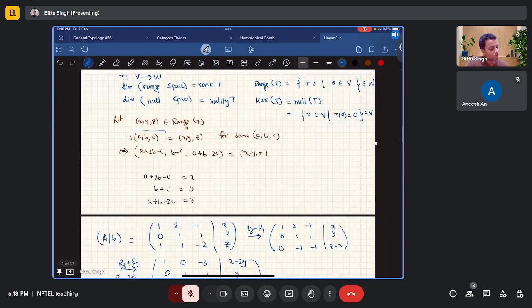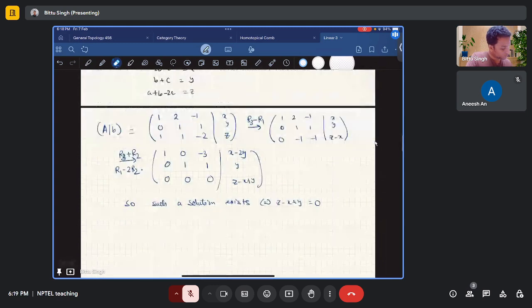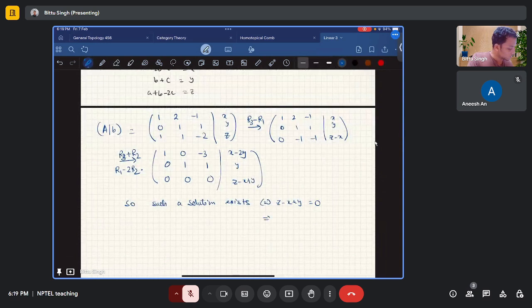So something belongs to null space. We have assumed x, y, z belongs to null space. This is only possible when this becomes 0. So this becomes 0. It is equivalent to say that z equal to x minus y. So the answer: x, y, z belongs to range of T if and only if z can be written as x minus y.